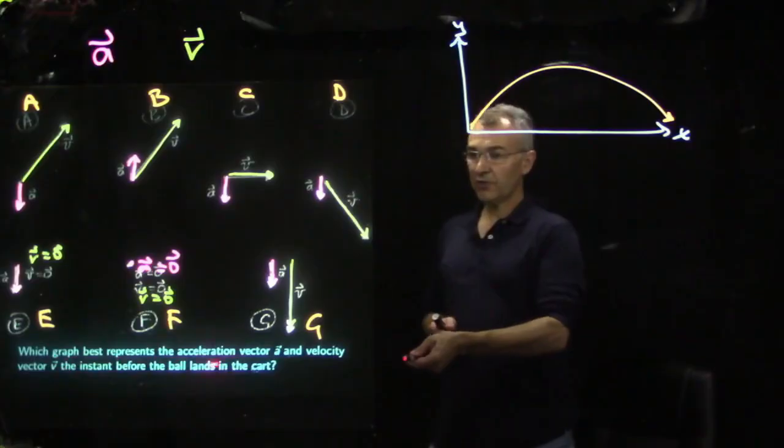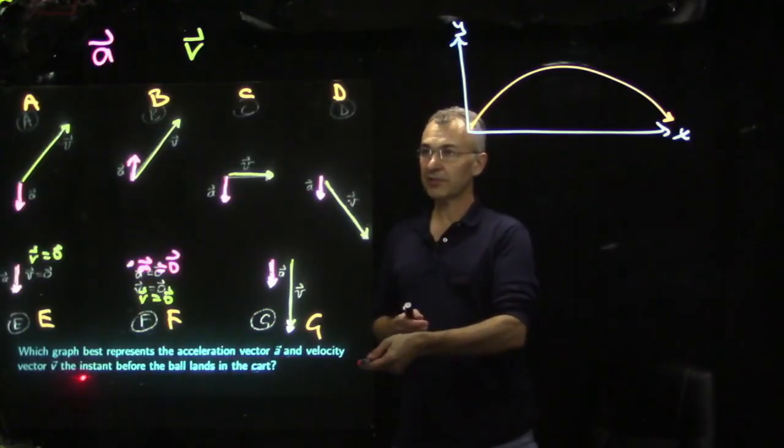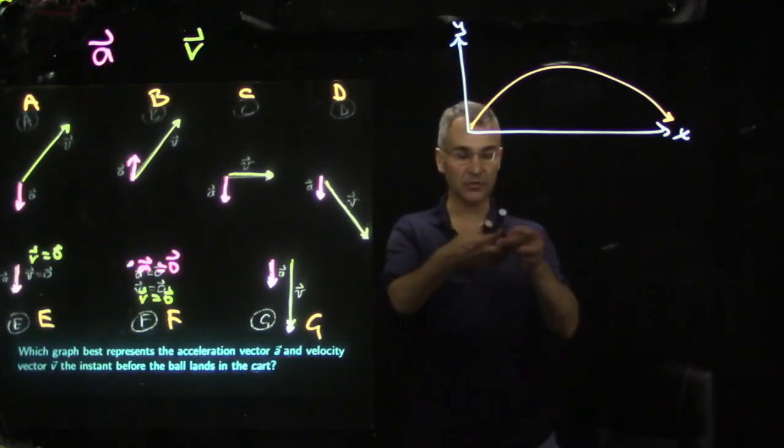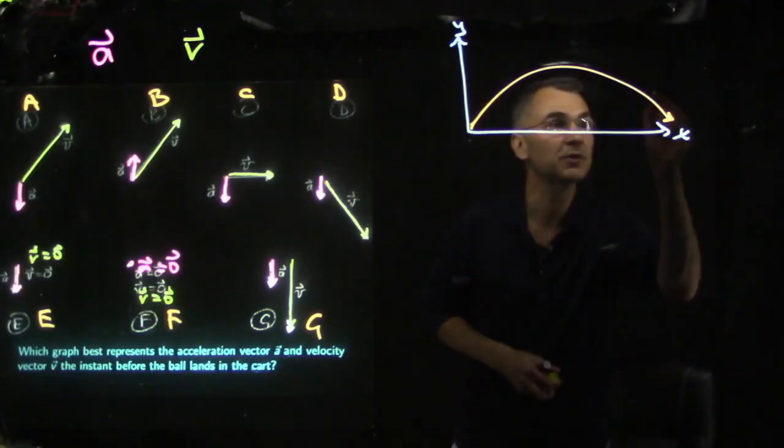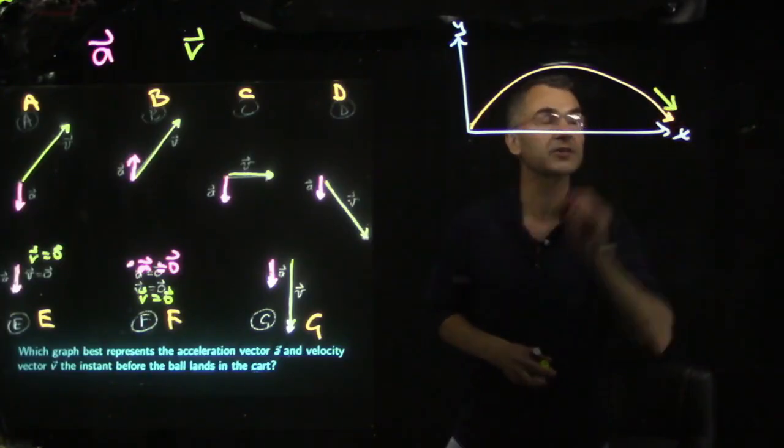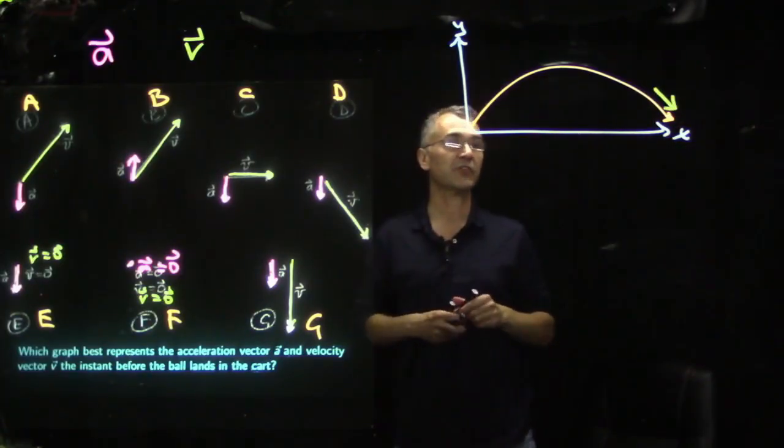Which graph best represents the acceleration vector in magenta and the velocity vector in yellow the instant before the ball lands back into the cart? Well, the instant before the ball lands back into the cart, its velocity vector is tangent to this line, so I think it points down and to the right.